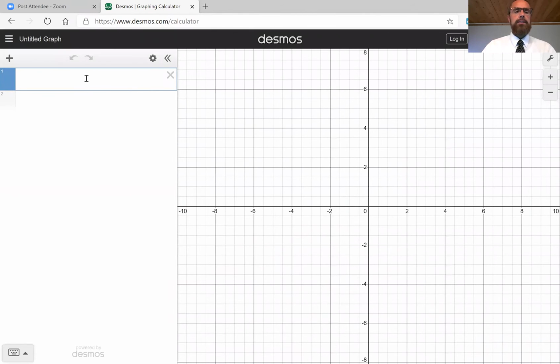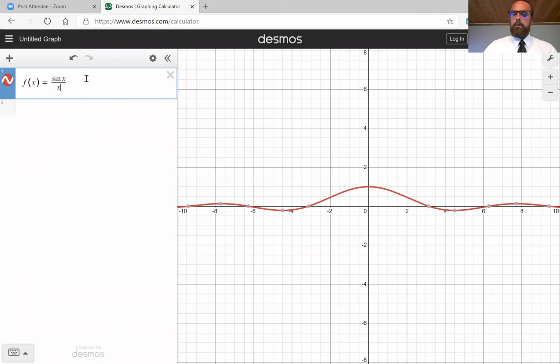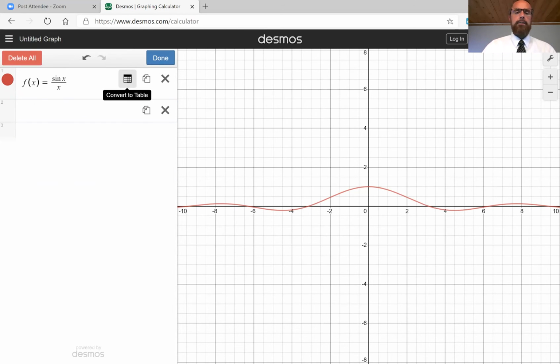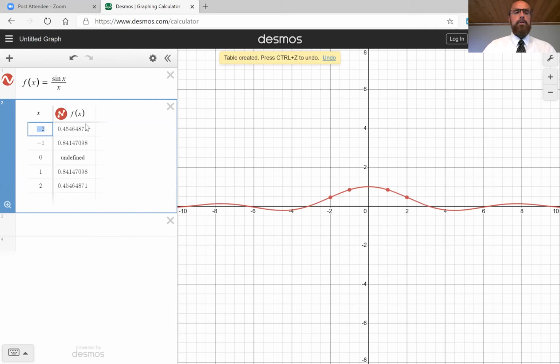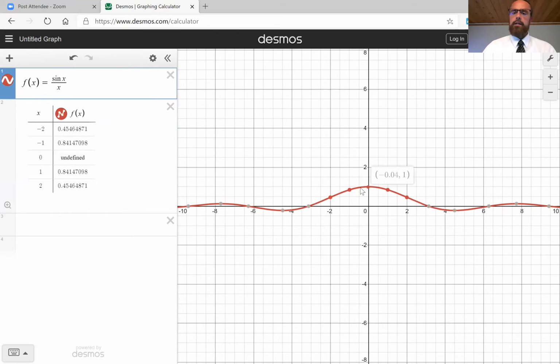And it turns out that this is a very useful function for us to investigate. We'll see in a moment. So sine of x over x. And if I create a table of values for that function, we definitely see that this function at 0 is undefined. But if I look at the graph, I can actually on Desmos kind of trace here.